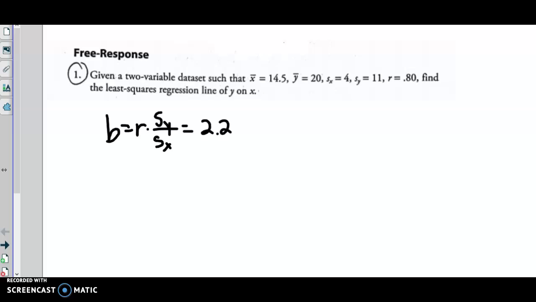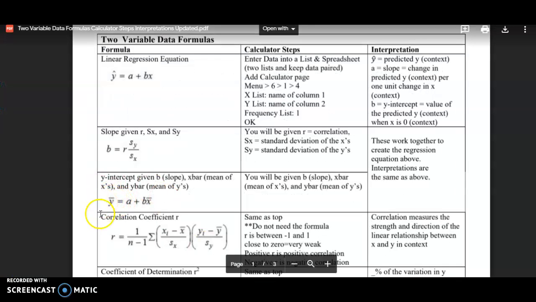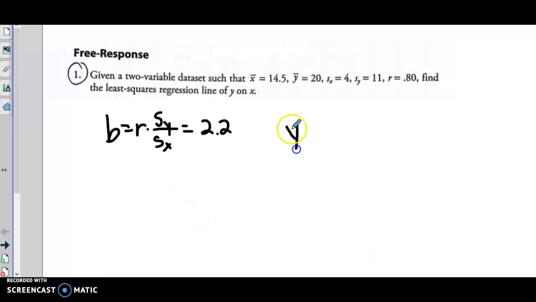And then I'm going to use that second formula. Again, it will be given to you: y bar equals A plus B x bar. It's on the formula sheet. And I'm going to plug in y bar, x bar, and I just found B, and I'm going to solve it for A. So that's going to look like 20 equals A plus 2.2 times 14.5.